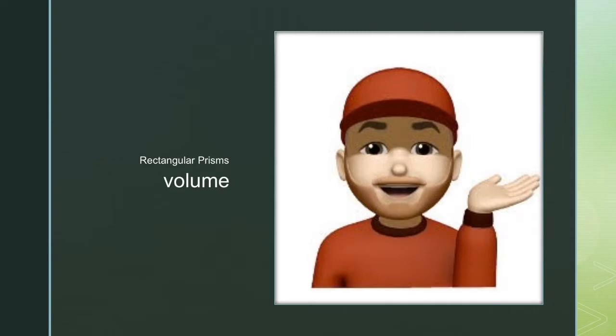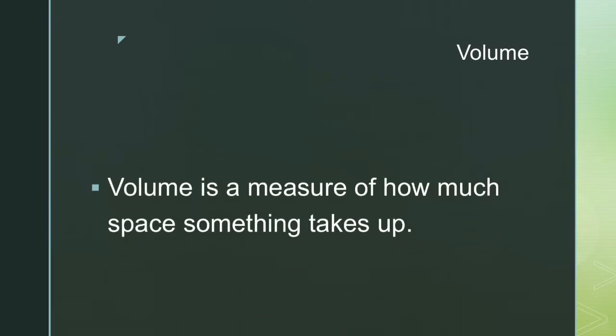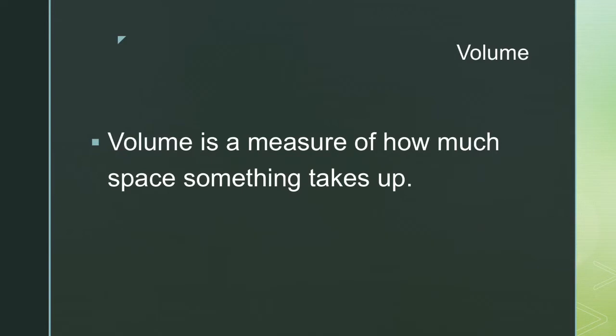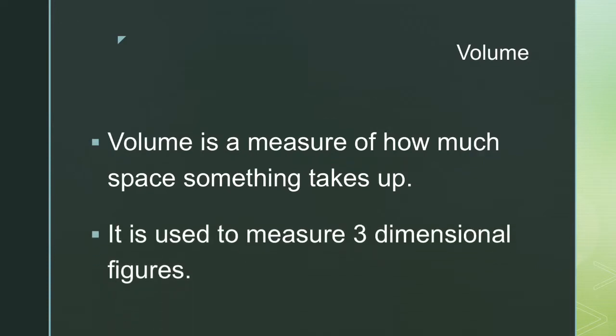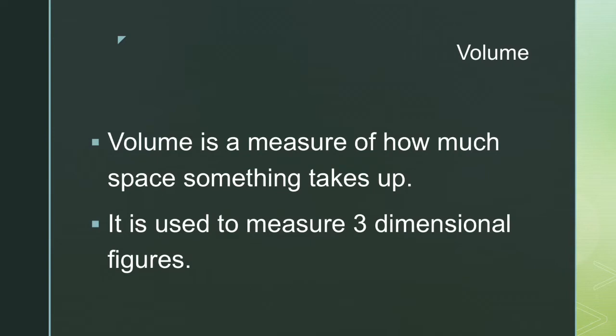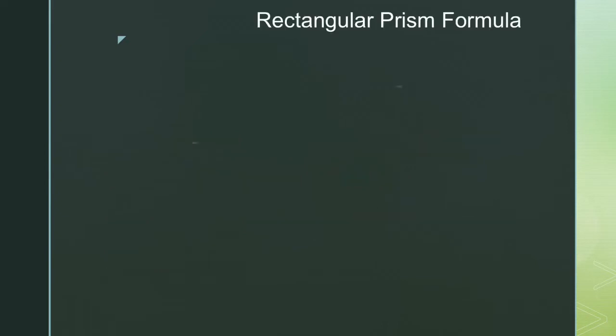But today all we're going to be doing is working on one formula for rectangular prisms. So let's start with talking about what is volume. Volume is pretty much a measure of how much space something takes up. Sometimes it's confused with capacity, which is how much space fits inside of something, but in this case, volume is specifically for three-dimensional figures, and it's used to measure how much space they take up. So we're not talking about the surface area, we're talking about the volume of three-dimensional figures.